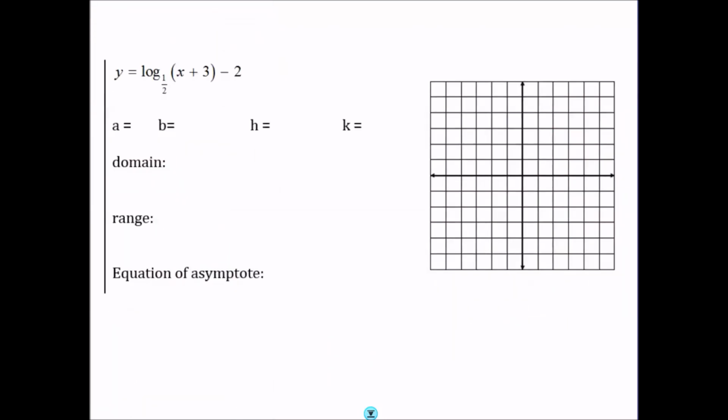Let's look at a couple more examples. Here we have log base 1/2 of x plus 3, minus 2. So our a value is still 1, our base is 1/2, h is -3, and k is -2. So again, we're going to use the related exponential function to help us.